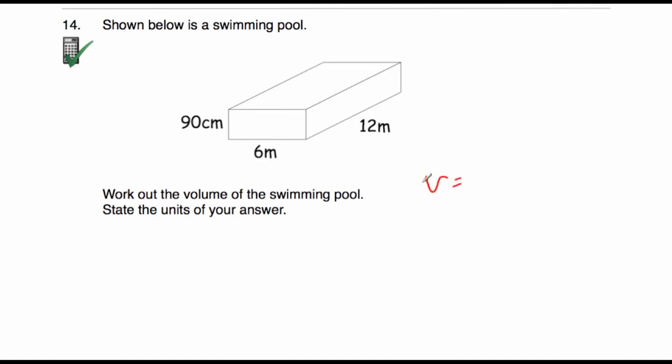So the volume of the swimming pool, because it's a cuboid, will be the length multiplied by the width multiplied by the height. And we've got to be careful in this question because we've got 90 centimetres, 6 metres and 12 metres. So we've got different units. We've got centimetres here for the depth, but then we've got metres for the other two.